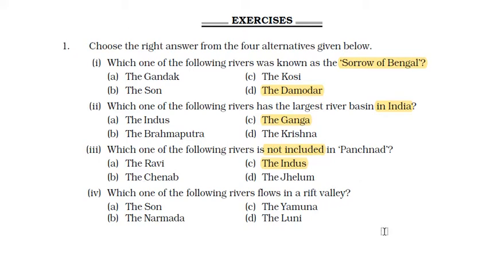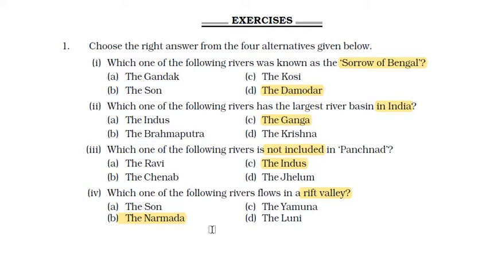Next, question number 4. Which of the following rivers flows in a rift valley? So, what is a rift valley? When we are talking about the rift valley, it is the river which flows between the mountains. Okay, and the correct answer of this is river Narmada. We know that the river flows between the Satpura ranges and the Vindhya ranges, which results in the rift valley system in the Narmada. So the correct answer is Narmada.